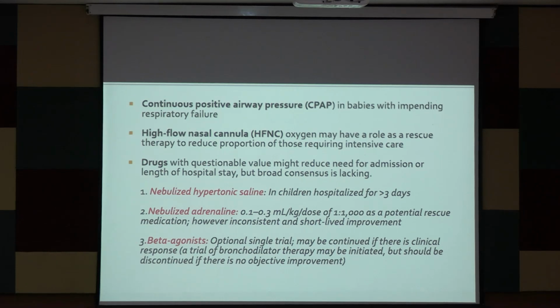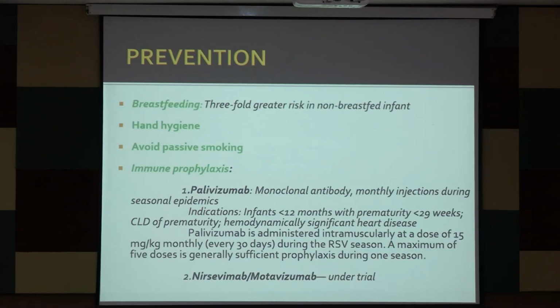When the baby is admitted, we can give a trial of beta-2 agonist, that is nebulization with salbutamol. If there is any improvement, we can continue it, but if there is no improvement, we should not continue and should stop it. Then comes prevention.